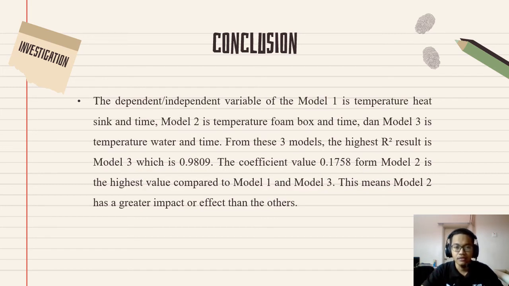The independent variables of Model 1 are temperature, heatsink, and time. Model 2 is temperature, foam boards, and time. And Model 3 is temperature, water, and time. From these three models, the highest R-square result is Model 3, which is 0.9809. The coefficient value 0.1758 from Model 2 is the highest value compared to Model 1 and Model 3. This means Model 2 has a greater impact or effect than the others.